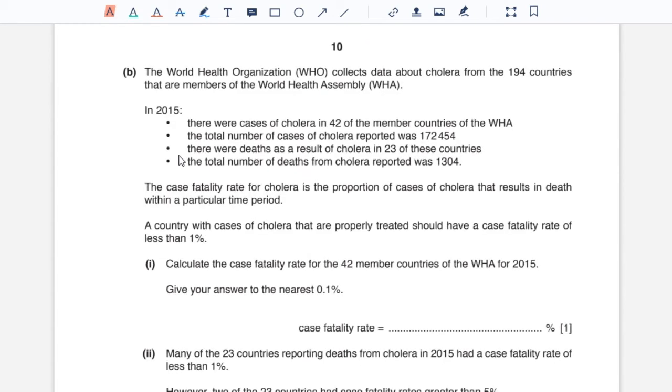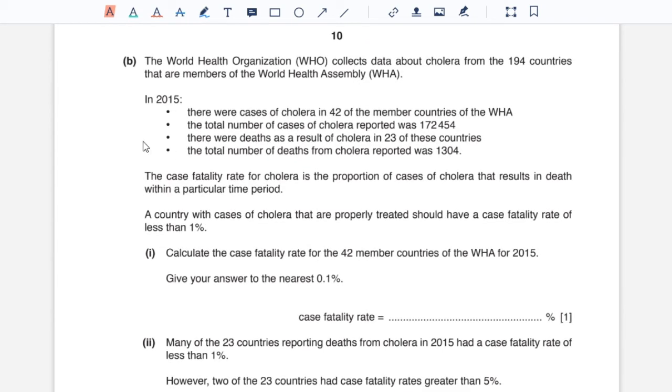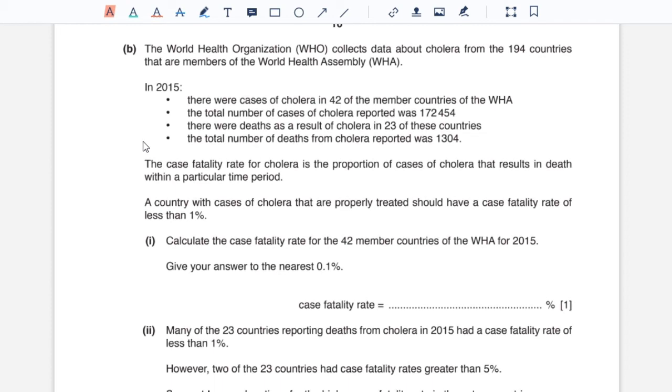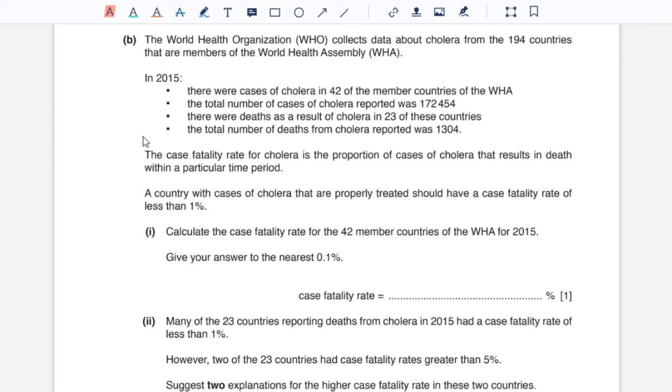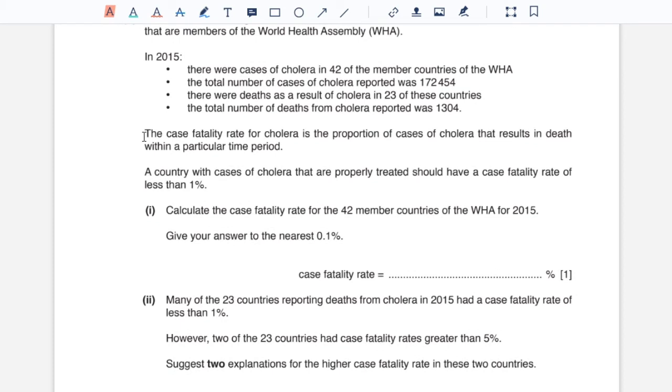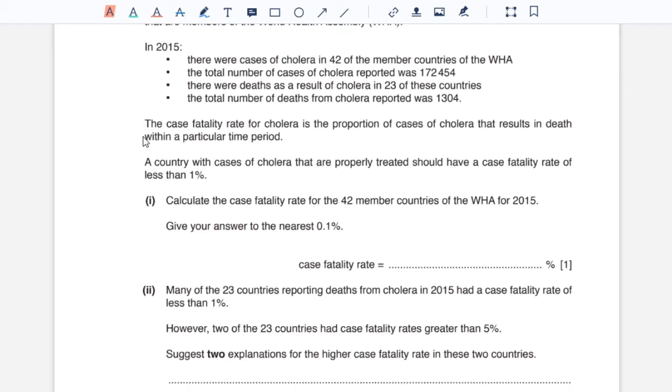B. WHO collects data about cholera from 194 countries that are members of the World Health Assembly. In 2015, there were cases of cholera in 42 of the member countries of WHO. The total number of cases of cholera reported was 172,454. There were deaths as a result of cholera in 23 of these countries. The total number of deaths from cholera reported was 1304.